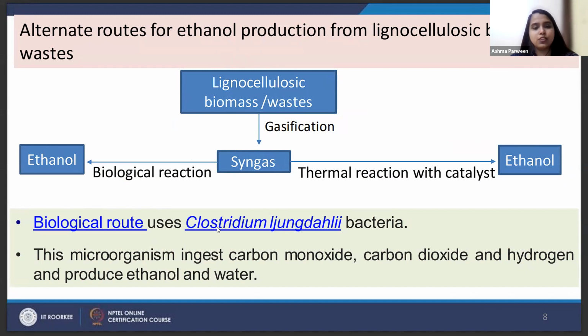The bacterium used for the biological route of ethanol production is Clostridium ljungdahlii, and these microorganisms can ingest carbon dioxide, carbon monoxide, and hydrogen, and produce ethanol and water.